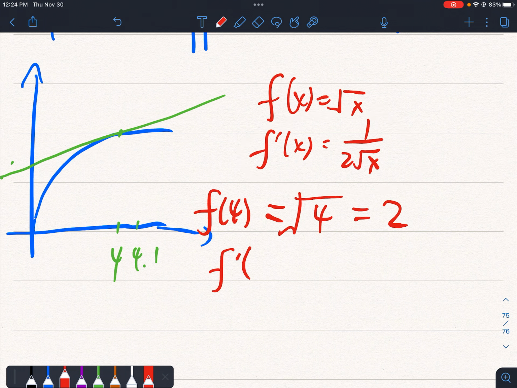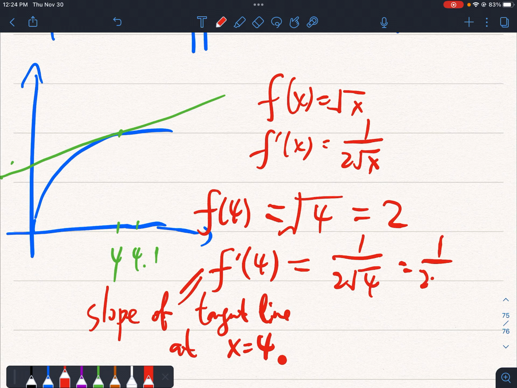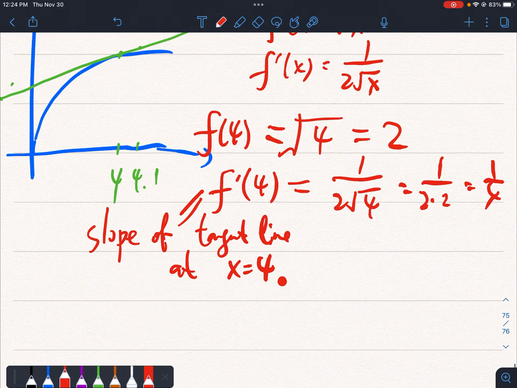So if you look at the tangent line, the derivative is 1 over 2 square root of x, and if you evaluate this at 4, this will give you the slope of the tangent line at the point x equals 4. So this will be equal to 1 over 2 times square root of 4, which is 1 over 2 times 2, which is 1 over 4. This means that the tangent line has slope 1 over 4.